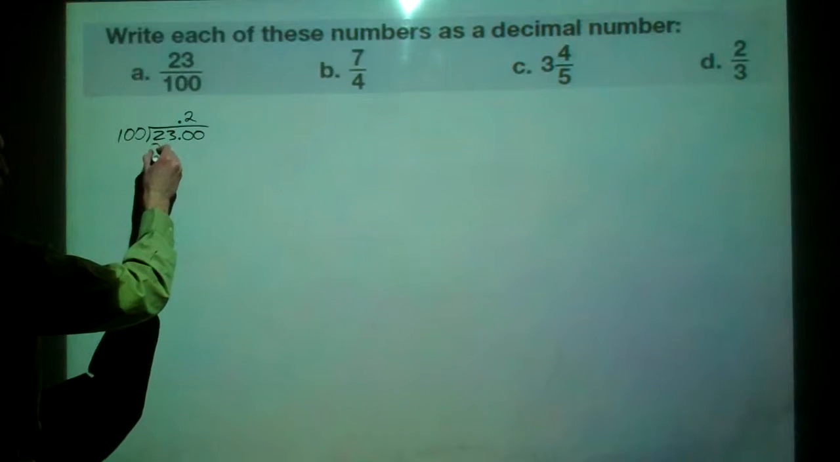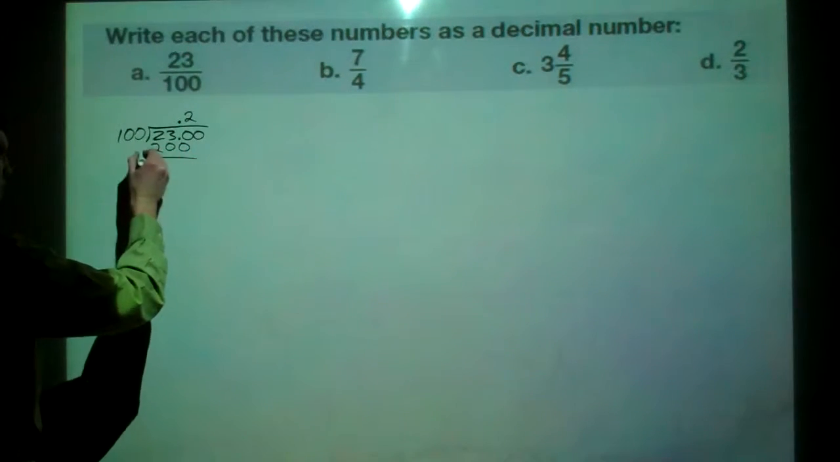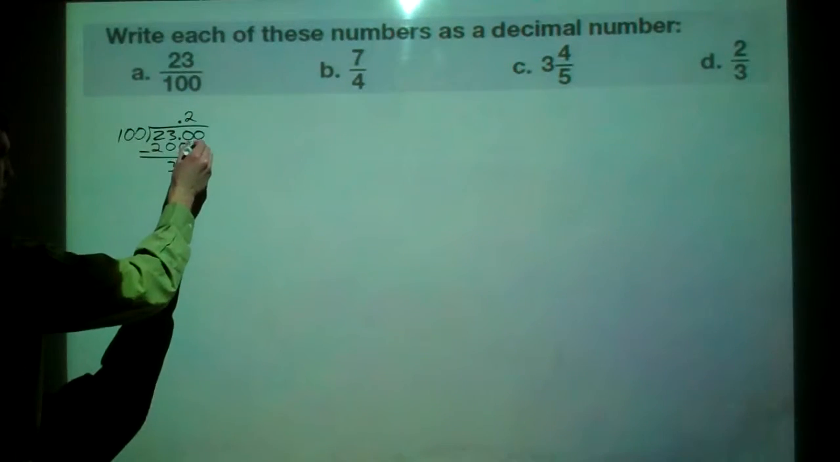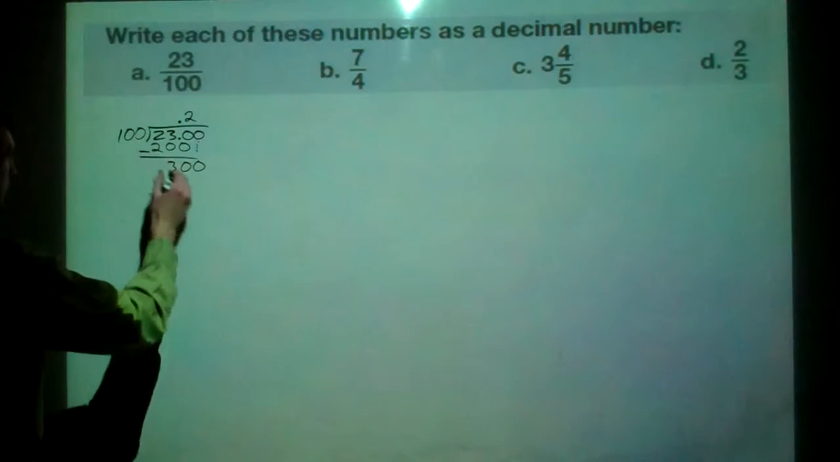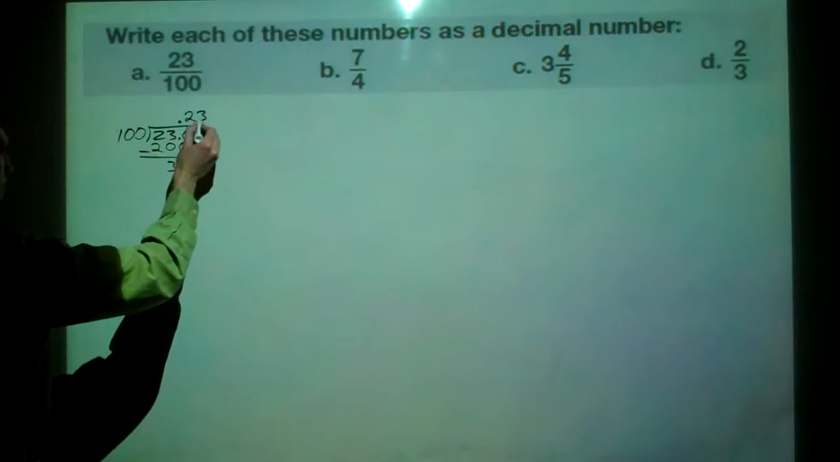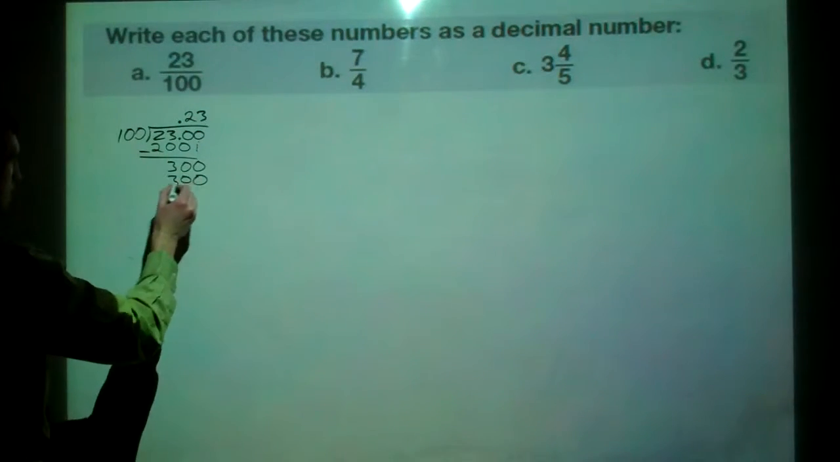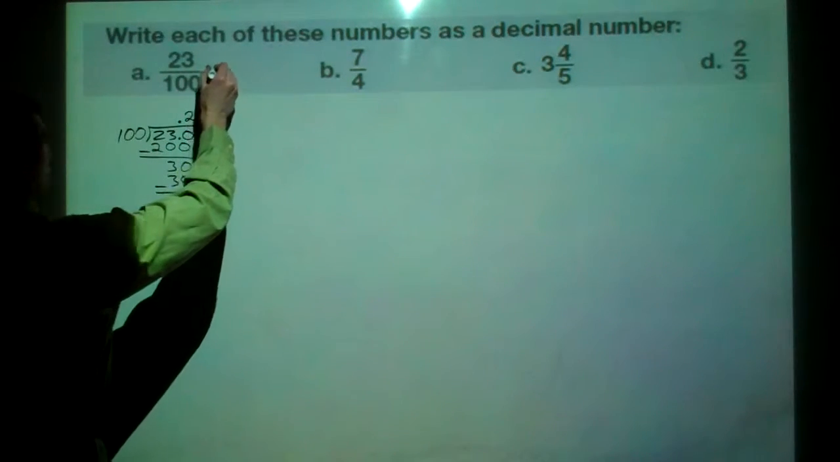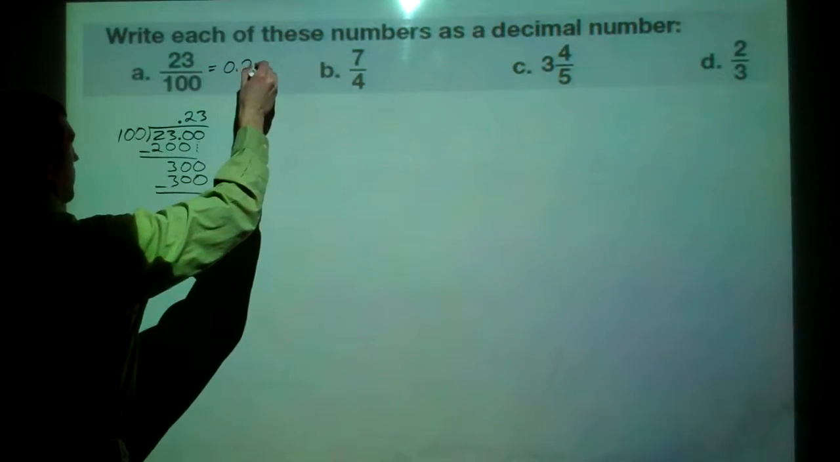So 2 times 100. Subtract, we get 0, 3. So 30, bring this 0 down. And 100 goes into 300 3 times. And we subtract and we get a remainder of 0. So this one would be 0.225.